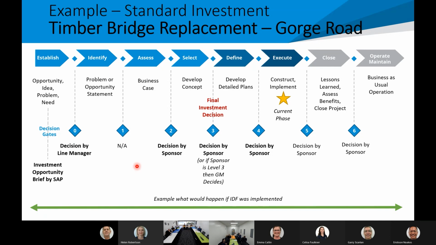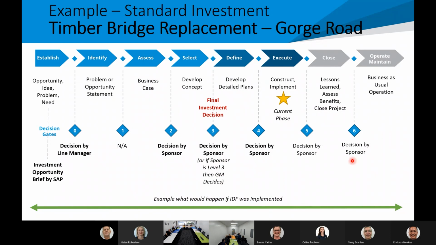However, it's really important to say that even though you don't need that formal gate one, it's still expected you do all the work from the phases. So you still have to do your problem statement, and obviously a timber bridge replacement is quite straightforward, and it's not intended to have an essay, but we've still got to document it. So again, same as the previous one, the sponsor's making the decision. I have made a mistake here and I'm going to go and change this. For standard, the delegations doesn't require a GM at that final decision. It was only the other, so I've got that wrong on this slide.